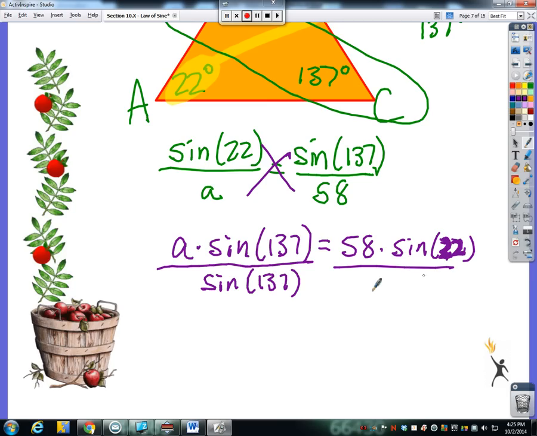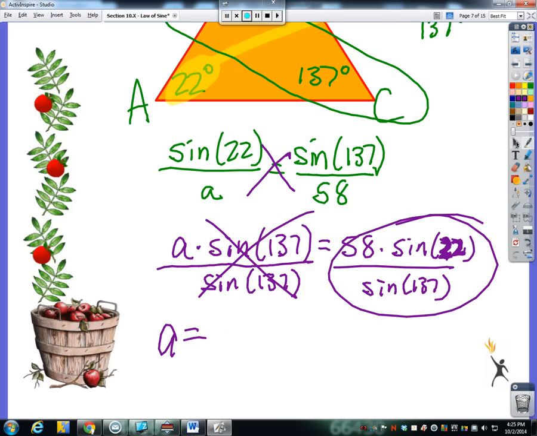Remember, that's just some decimal number. So now here's where we can use the calculator. A is going to be equal to whatever this is in the calculator. If I'm typing this into the calculator, this is where we have to watch out and make sure we use appropriate parentheses. I'm going to type 58 times sine 22, end parenthesis. Make sure you end the parenthesis after that 22.